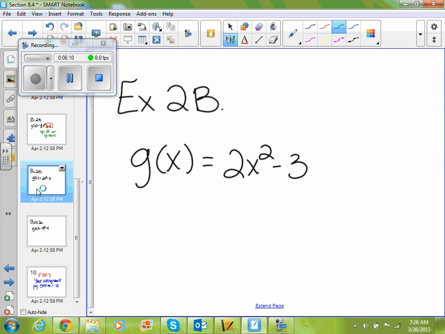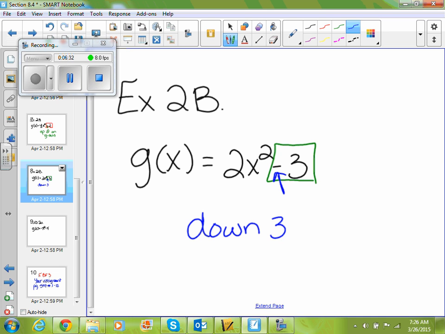Okay, so if I do the same thing then for 2b, 2x squared minus 3. Well, my c value is minus 3. Because of this minus, this negative, that tells me that my graph is moving down 3 on my y-axis. Okay, you always have to put the on the y-axis part.